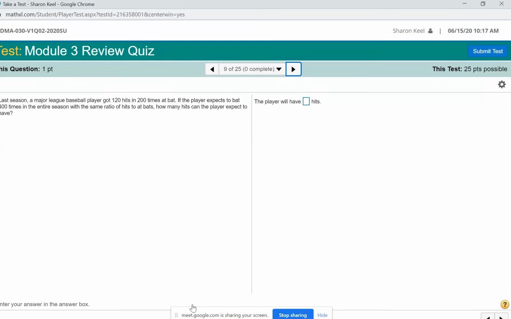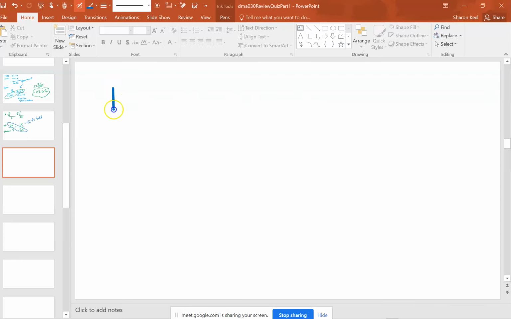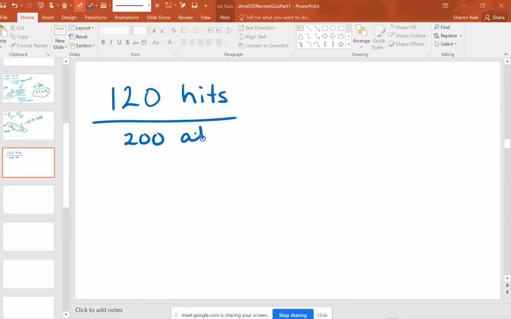Last season, a Major League Baseball player got 120 hits in 200 times at bat. So 120 hits in 200 times that he was at bat. This is a proportion problem. The important part is where hits are on top, at bats are on bottom.